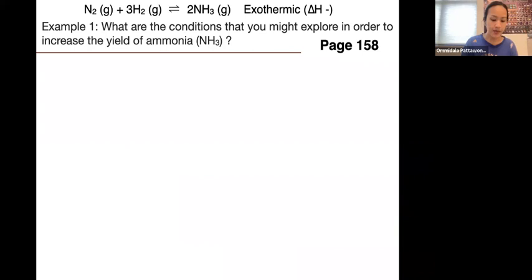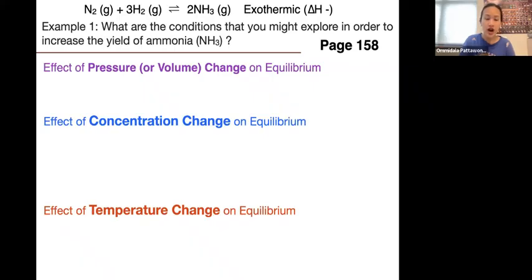So let's take a look at this example. If we have this Haber process and we want to produce more ammonia, what are the conditions that we can explore in order for this reaction to yield more of the product? As we saw previously, there are 3 effects that we can look at in terms of causing the reaction to shift. The first one would be the pressure, because it involves gas. The second one would be the concentration, and the last one would be the temperature change. So let's take a look at the pressure.